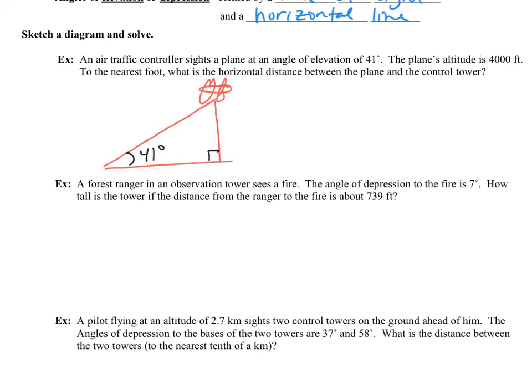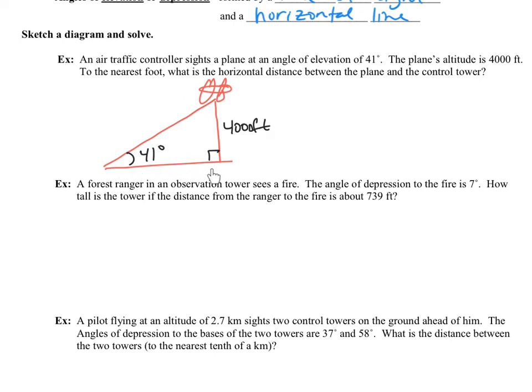So drop that perpendicular, and that gives us a right triangle. So now that plane's altitude is 4,000 feet. Oops, I'm missing a 0. There we go, 4,000 feet. And then we are asked to find what is the horizontal distance between the plane and the control tower, which would be here in the plane.